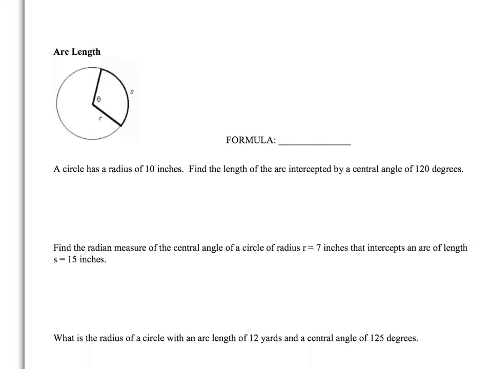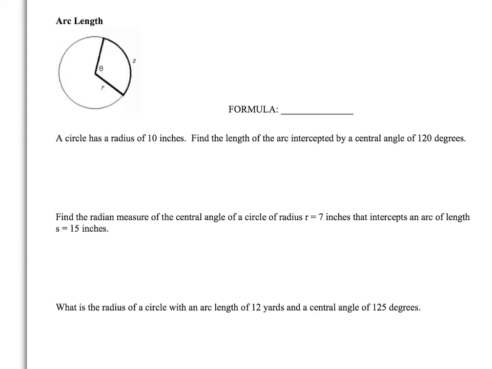The other thing I'm going to talk about today is arc length. There is a formula for arc length, and you do need to know it. The formula for arc length is S equals R theta. And look at your picture on the right. Theta is the central angle, or the middle angle. R is the radius. S is the arc, or the arc length. One thing we have to make sure of is that our theta value is in radians. If it's not, we have to convert it first.